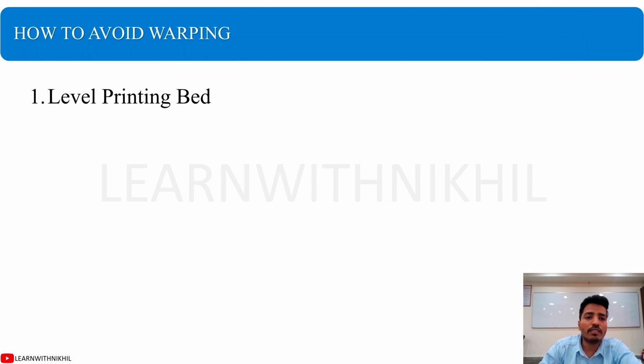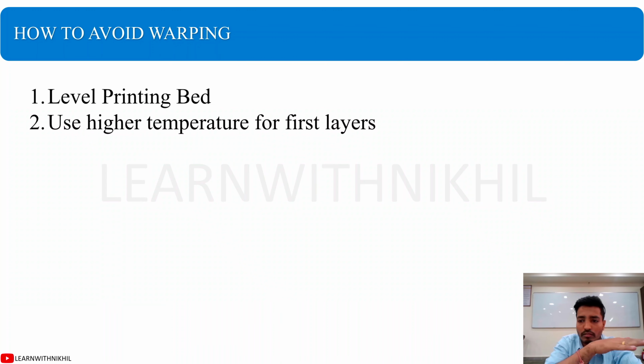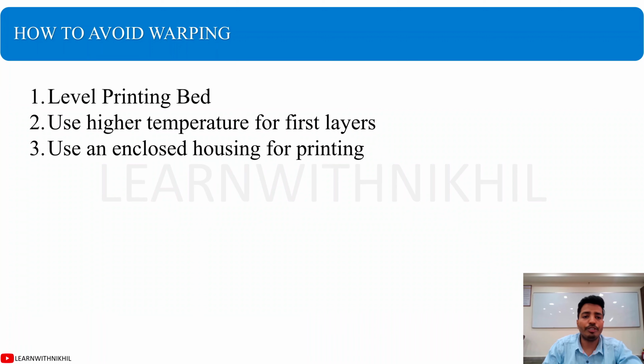Next, again, how to avoid warping. As I mentioned, level the printing bed. The printing bed should be leveled properly. Use high temperature for the first layer, as the first layer only tends to warp. So you have to use a high temperature so that the adhesion to the build plate will be proper. Later you can control the temperature while working with the object.